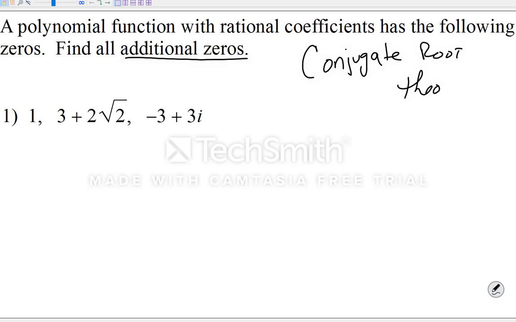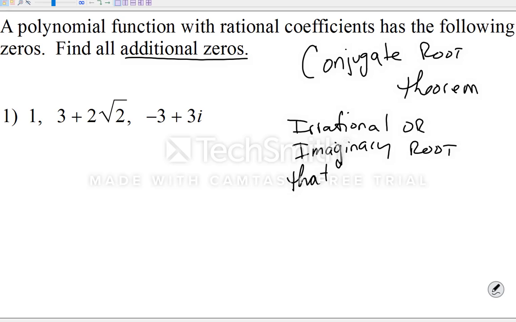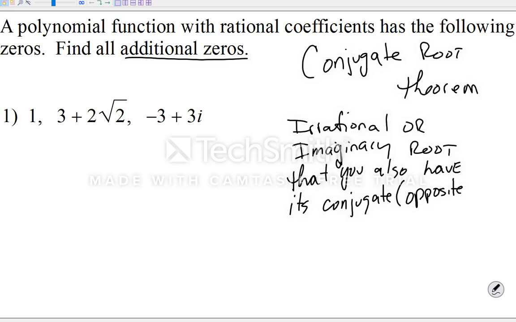Okay, and basically what this says is that if I have an irrational or an imaginary root, I also have its conjugate. And conjugate, we're basically saying it's the opposite. Okay, so you also have its conjugate root as a zero.